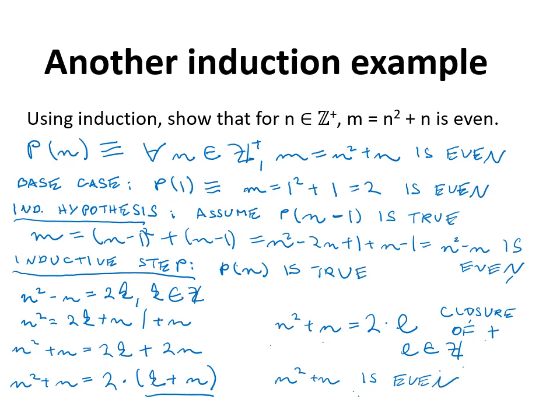So here in our inductive step, we proved that P of n is true by using the hypothesis and definition of P. And by proof of induction, we show that m is equal to n squared plus n is even for all n. And this concludes our proof.